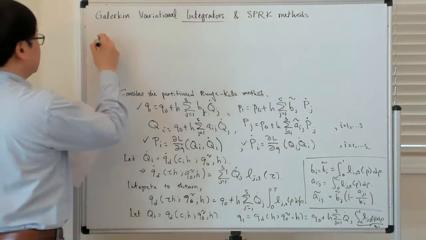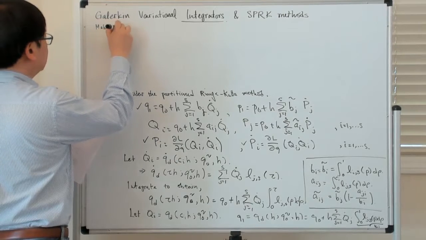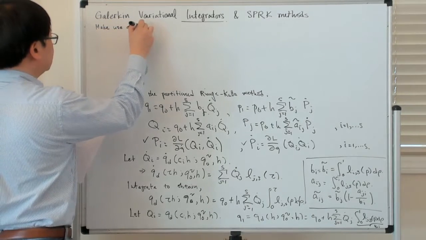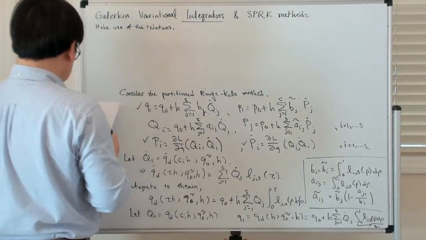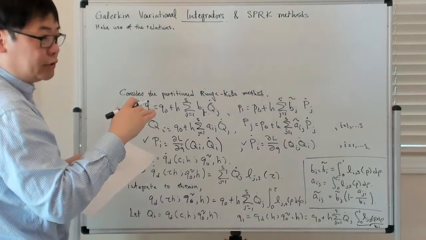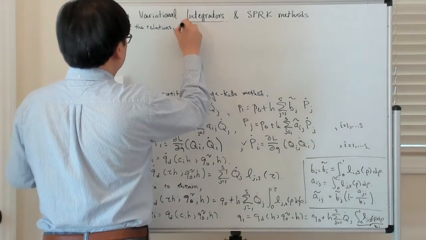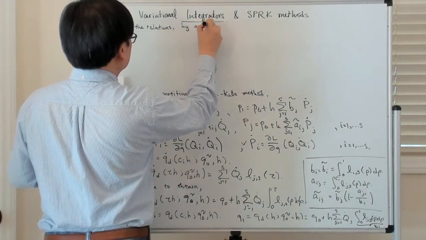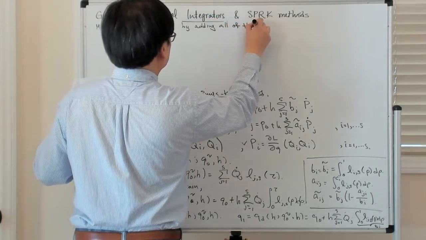So now we make use of relations. So basically what I'm going to do is that, there were s plus one of those equations. We're going to actually add all of them up, all of them together.